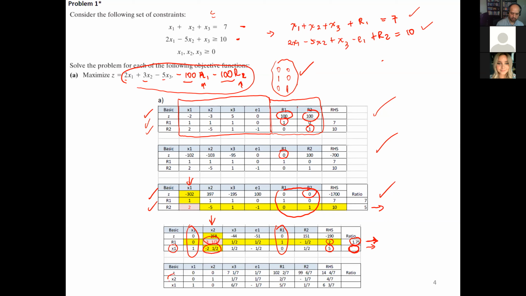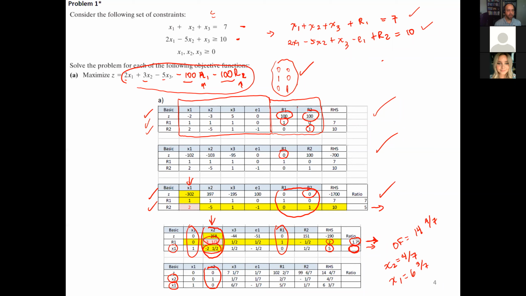X2 is entering, so X2 is now part of the basics. And if you perform the elementary row operations to make this column zeros and ones, which is what we did here, then you'll see that there's no negative coefficient anymore. So you have found the optimal solution for your problem, which is X2 equals 4/7, X1 equals 6 3/7, and the objective function equals 14 4/7. And that's the solution for your problem.